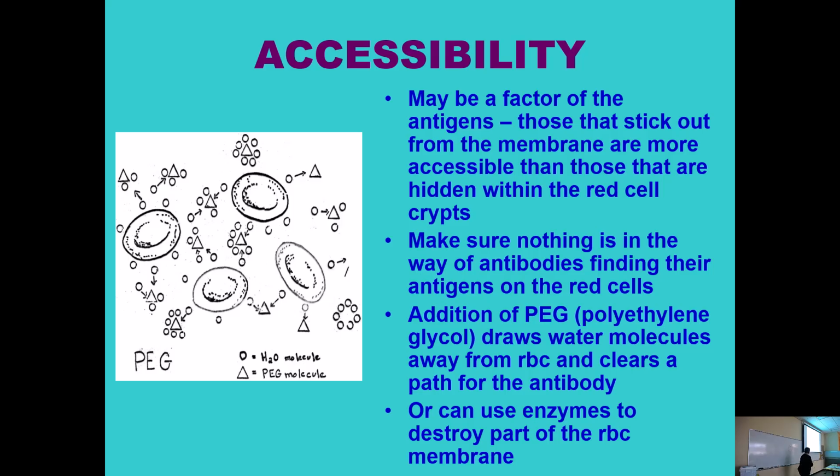Accessibility may be a problem for antigens that don't stick out very far. If the antigens go through the cell wall and just barely peek through it, we may have a problem getting to them because there's all sorts of water. You can see these little circles are water molecules. We use PEG in our labs, and PEG is polyethylene glycol, which works just like antifreeze. It takes all those water molecules, because it has a higher affinity for the water than the red cells do, and it pulls those water molecules away from the cell so that our antibodies can get in there and get to those antigens on the red cell walls.